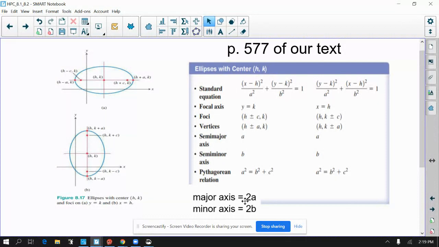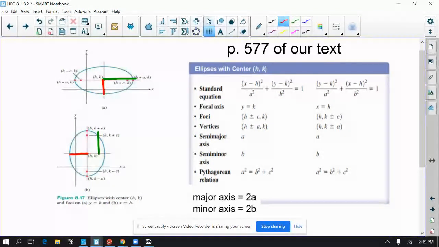So the major axis is just twice A. The distance from the center to the edge, right there, is A, because I'm going along the major axis. The minor axis, going the short way from the center to the edge, that's B. And going from the center to the edge here, that's B.